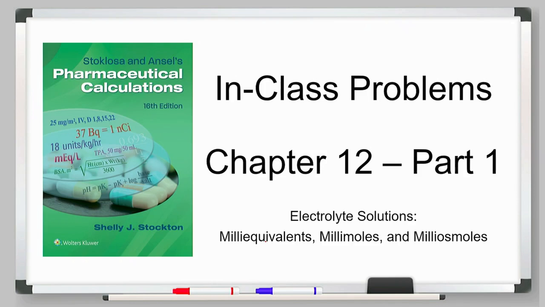Next class, we will be counting particles when we do milliosmoles. So instead of charge, we'll do milliosmoles, or number of particles. But really, milligrams to millimoles to milliequivalents, or a milliosmole. So those are all we're doing in chapter 12. As soon as you get that down, it's a piece of cake.